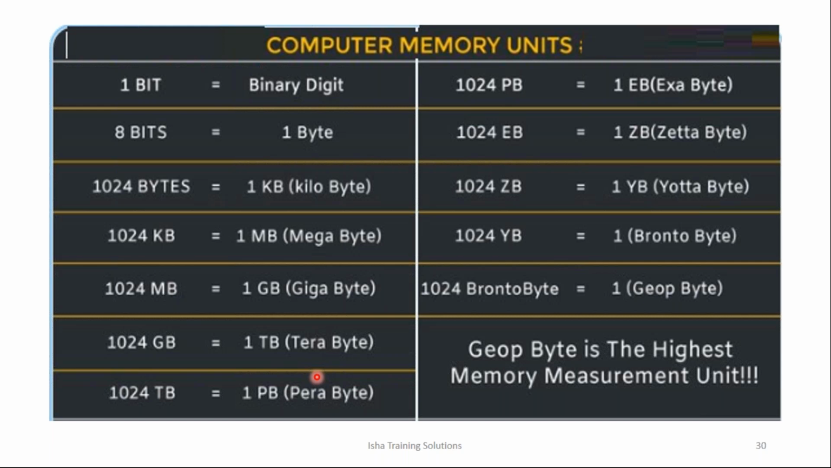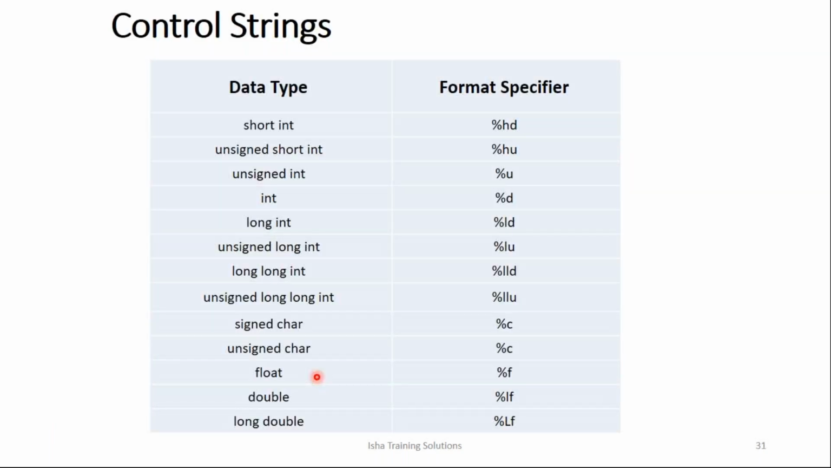Okay, we have seen this slide. The memory: what is the measurement of the memory unit actually? So no need to explain it again. These are the different types of data types and the format specifiers. What actually is a format specifier? A format specifier is the way we make the system understand which type of data type we are going to display.